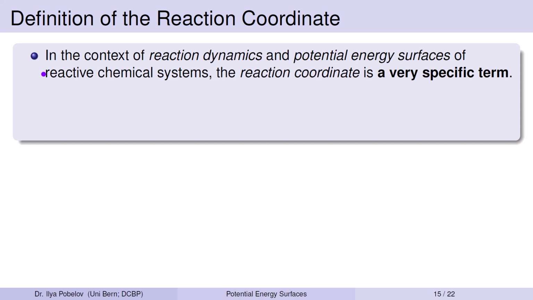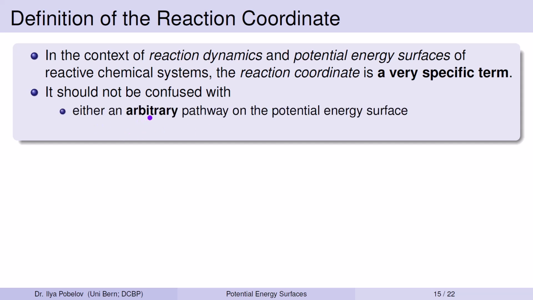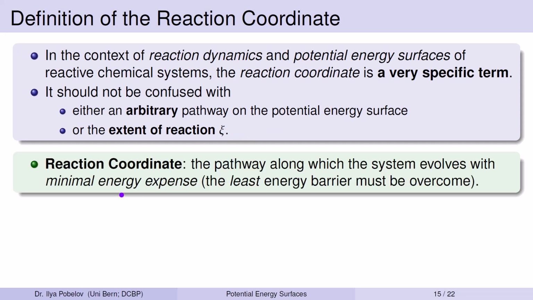In the context of reaction dynamics and potential energy surfaces of reactive chemical systems, the reaction coordinate is a very specific term. It should not be confused with either an arbitrary pathway on the potential energy surface or the extent of reaction psi. The reaction coordinate is defined as the pathway along which the system evolves with minimal energy expense, meaning that the least energy barrier must be overcome.